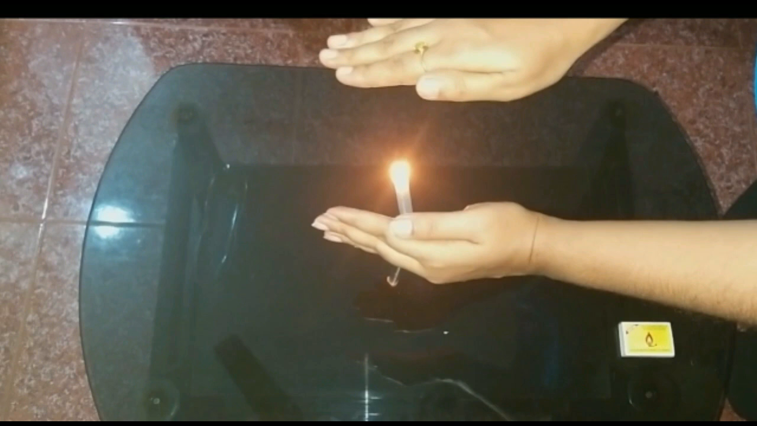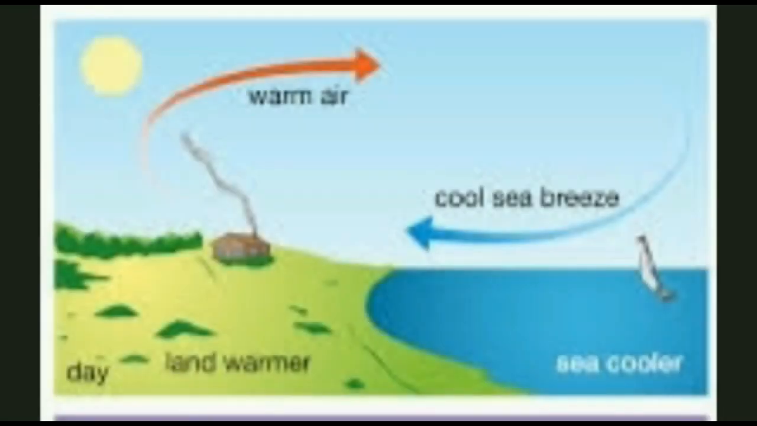Let us understand better with an example. Look at the first picture. During the day, the land gets heated faster than the water. The air over the land becomes hotter and rises up. The cooler air from the sea rushes in towards the land to take its place. The warm air from the land moves towards the sea to complete the cycle. The air from the sea is called the sea breeze.